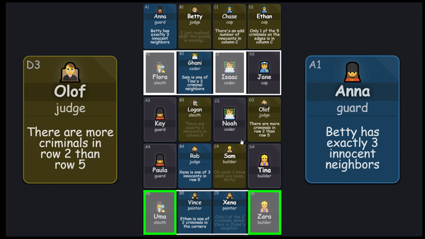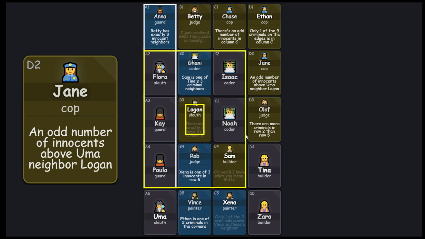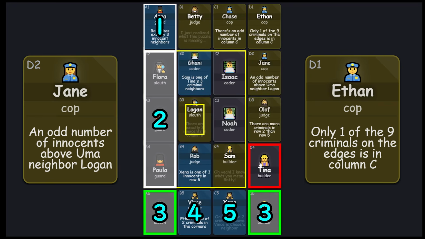There are more criminals in row 2 than row 5. Mark Jane as a criminal. An odd number of innocents above Uma are Logan's neighbors. Now we have all 5 innocents on the edges. Mark Tina as a criminal.